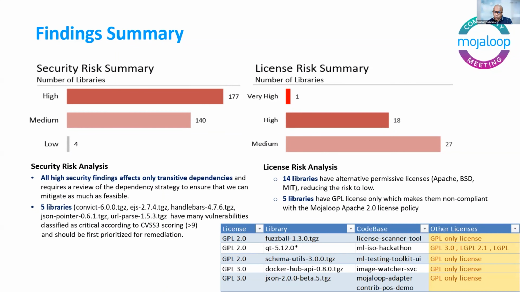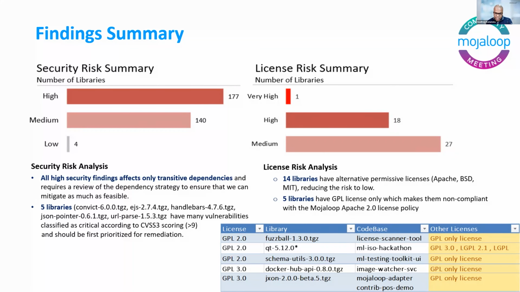And then all these 14 GPL licenses have a real alternative license that you could default to. Defaulting is just changing the notices, and we don't have to change the library itself. Then from there we should be good. And 5 libraries that have GPL-only licenses makes us non-compliant with our own license scheme.